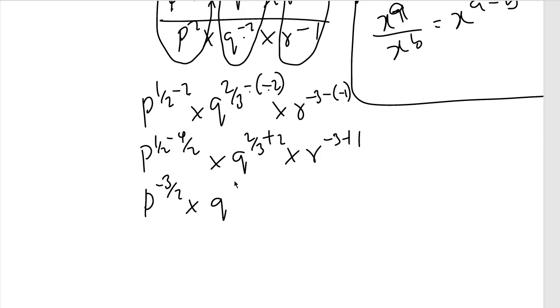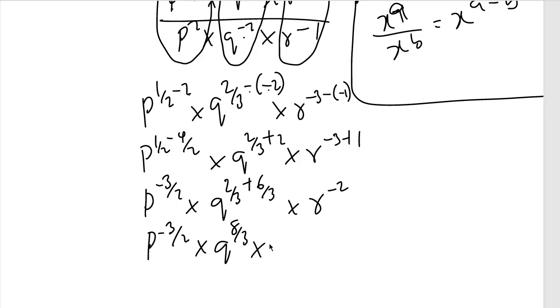We could write 2 as 6 over 3, to make the job easier: 2 over 3 plus 6 over 3, and then times R to the negative 3 plus 1, which is negative 2. So P to the negative 3 over 2 times Q to the, 2 plus 6 is 8, so 8 over 3, times R to the negative 2.